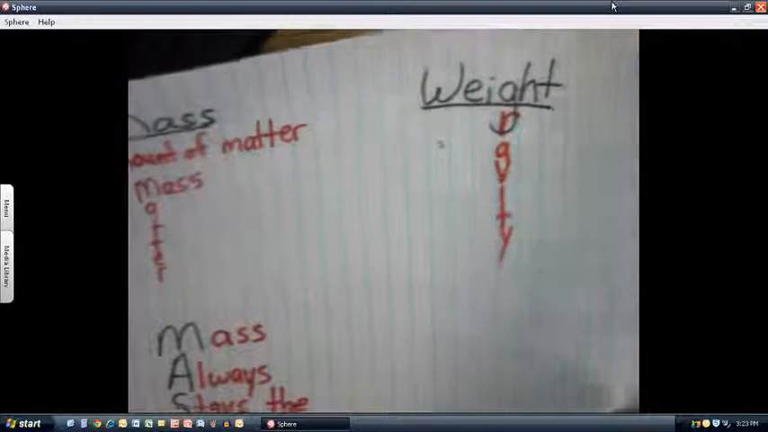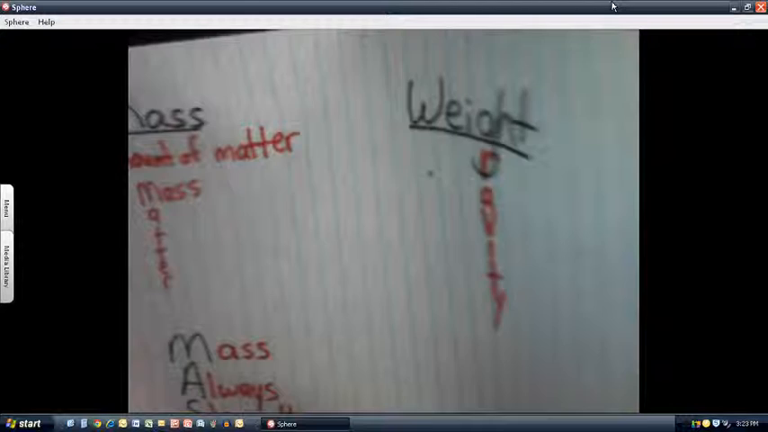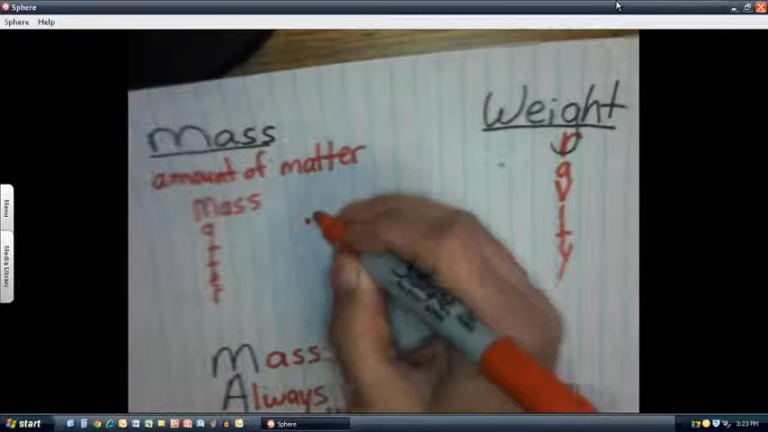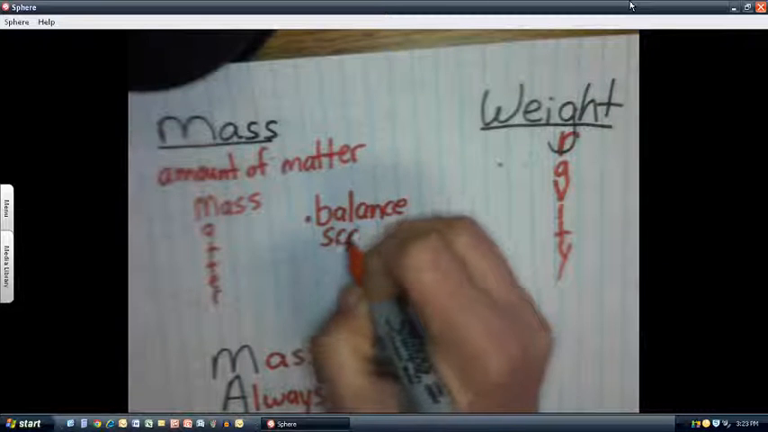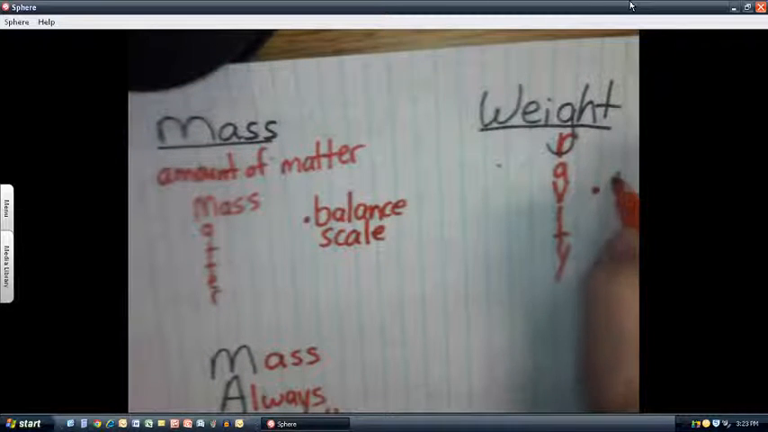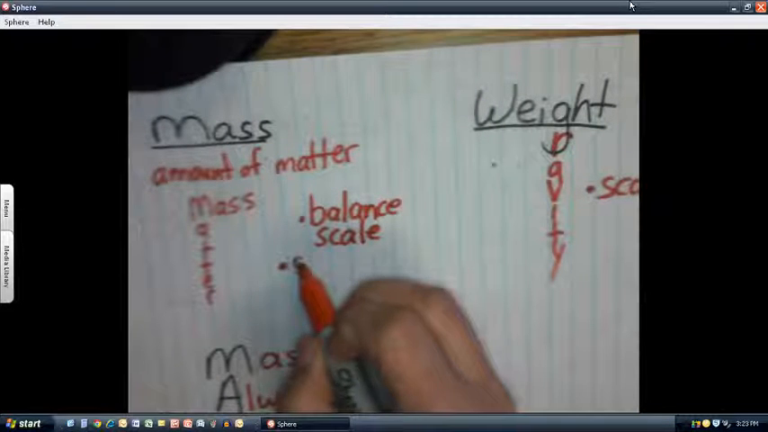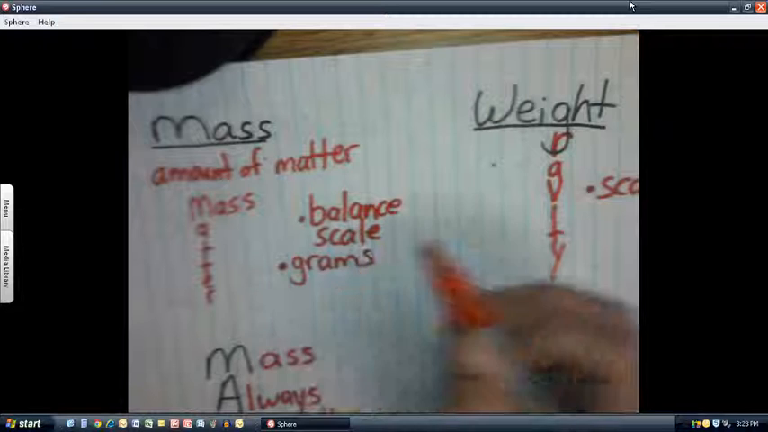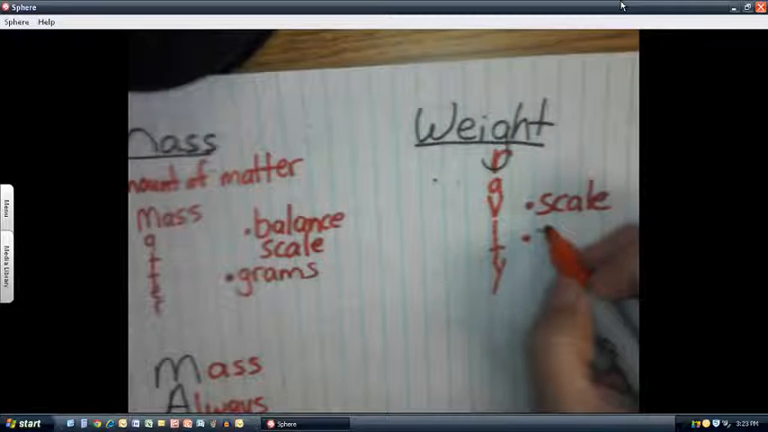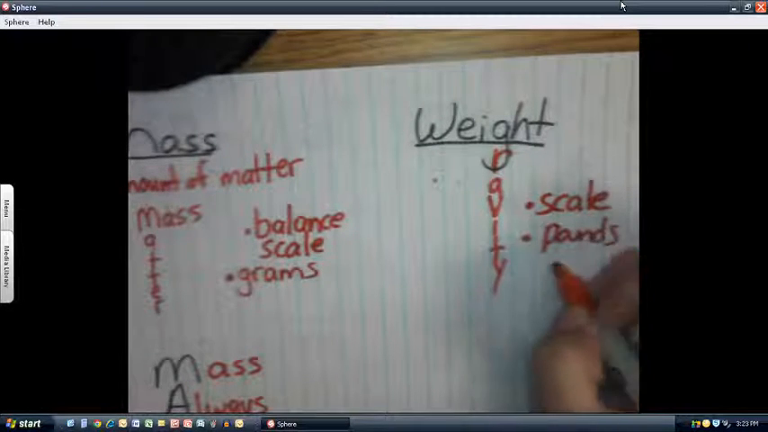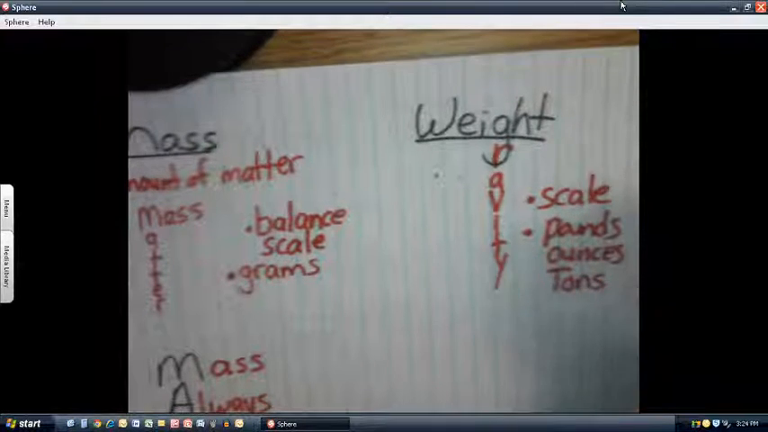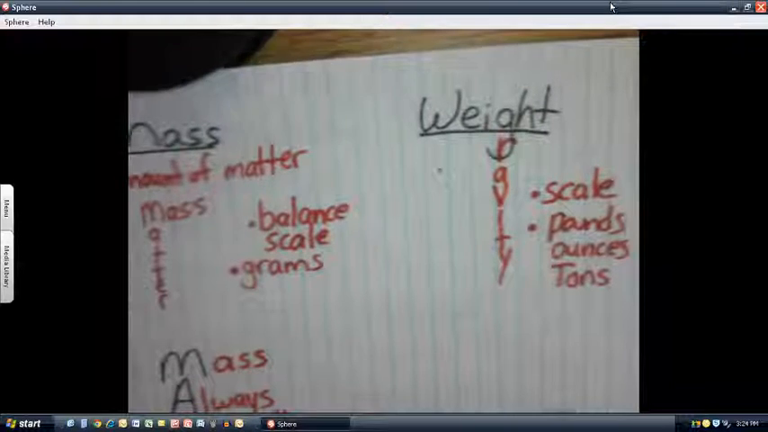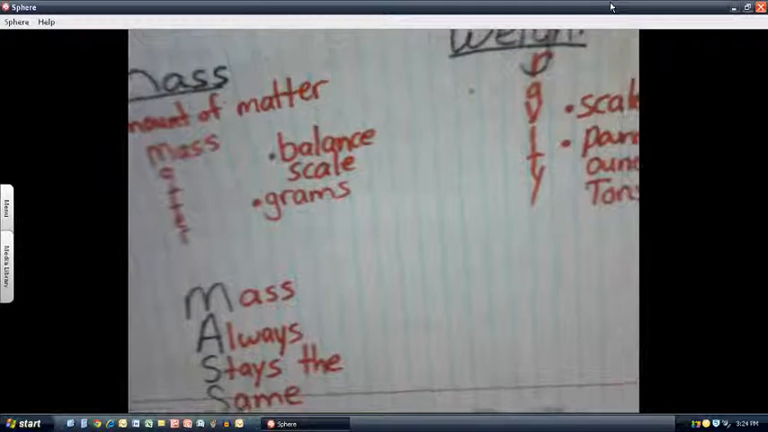When I'm talking about mass, the other thing that we want to remember is that we use a balance scale for mass, and we use a regular bathroom scale for weight. The units for mass would be grams. The units for weight would be pounds, ounces, and tons. So this is the biggest thing that you need to remember and know for the difference between mass and weight.